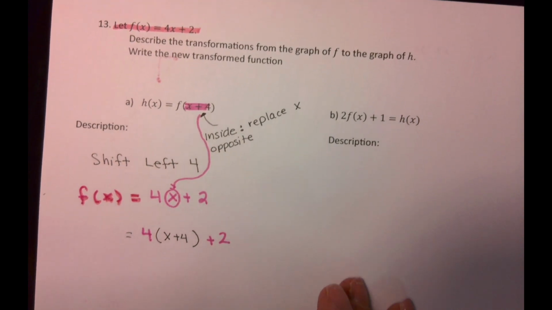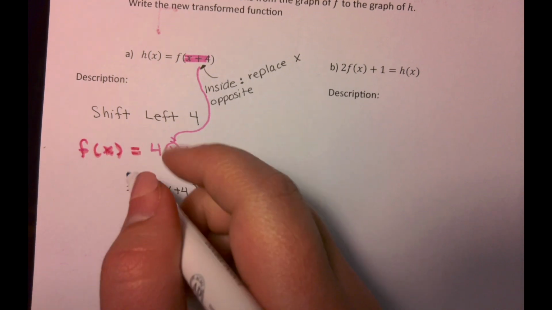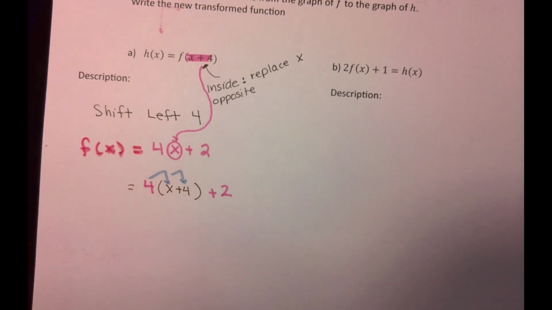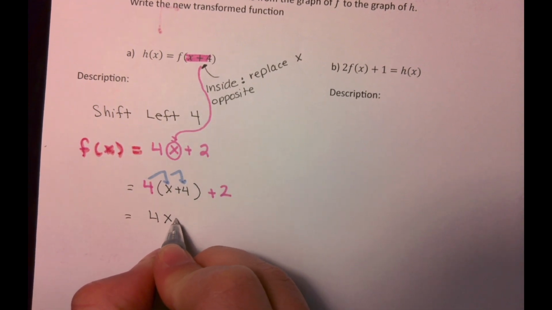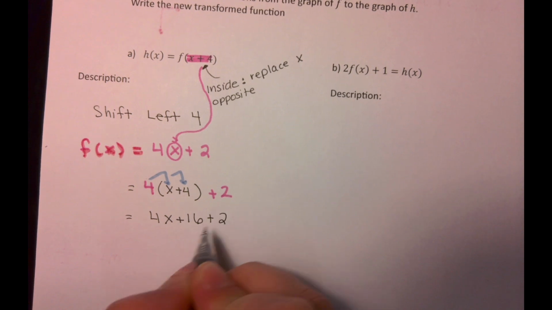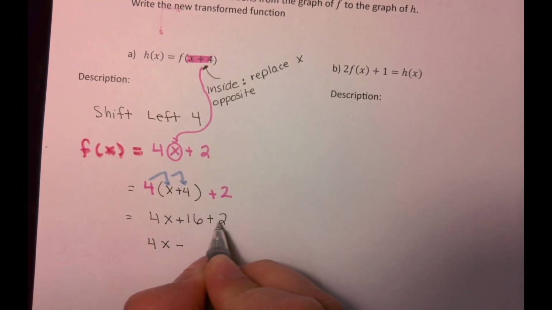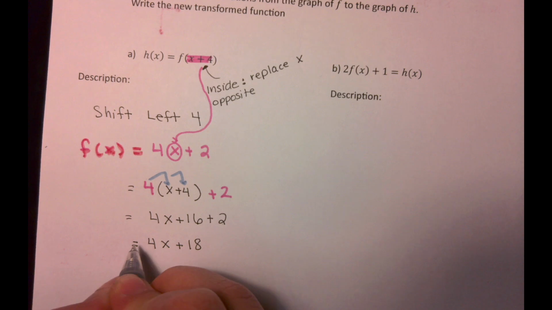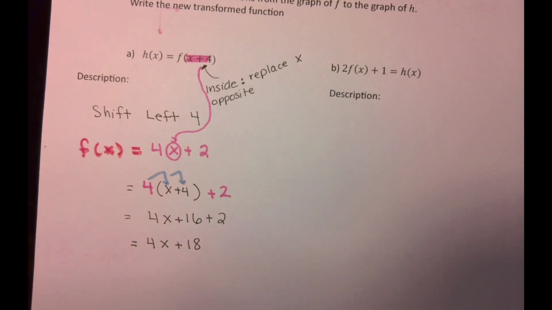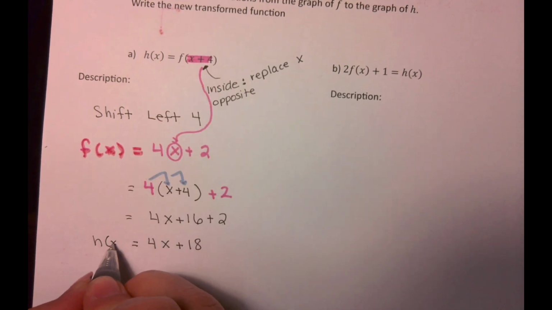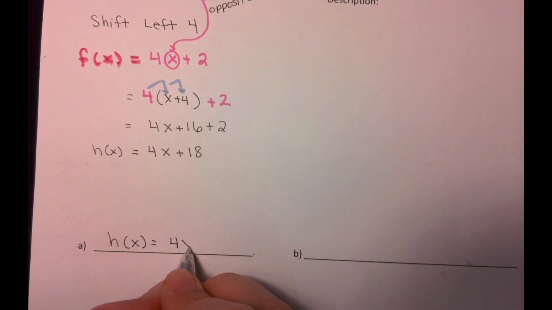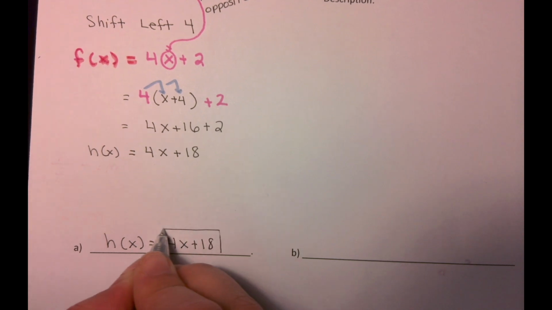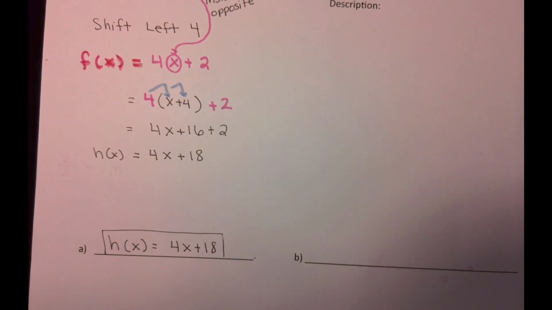We do need to simplify. That means distributing that 4. So we have 4x, 4 times 4 is 16, plus 2 is 18. And because it wants a new function here, it wants it called h of x. So for a, h of x is equal to 4x plus 18. Remember, inside means replace. Outside means put on the outside.